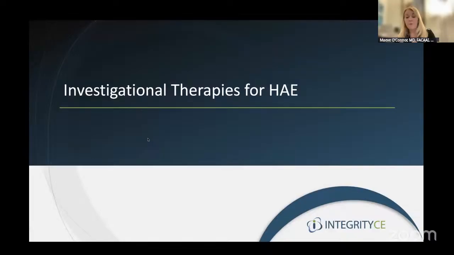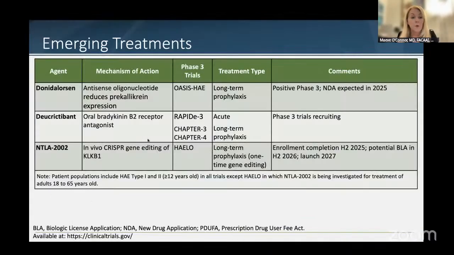There are some investigational therapies for hereditary angioedema as well that I'd like to review quickly. Again, exciting times for hereditary angioedema. We have 3 here that I'm going to discuss. We have donidalorsen, which is an antisense oligonucleotide, which reduces prekallikrein expression. There's a phase 3 trial, OASIS HAE, looking at long-term prophylaxis. So far, positive phase 3, and NDA is expected in 2025, any day now.